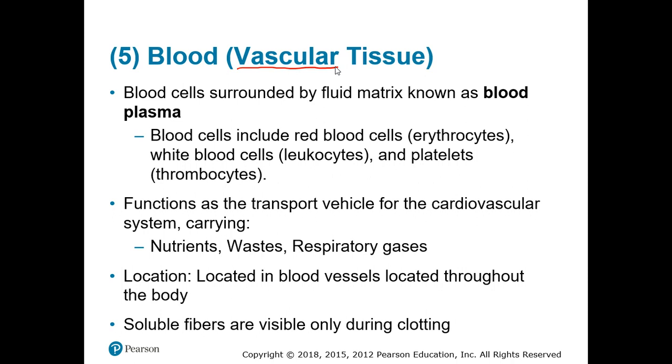Now, blood cells can include red blood cells, which are called erythrocytes, white blood cells, which are leukocytes, and platelets, which is thrombocytes. White blood cells help function in keeping us healthy in our immune system. Platelets help with thrombosis, which is actually basically blood clotting. So these help clot blood.